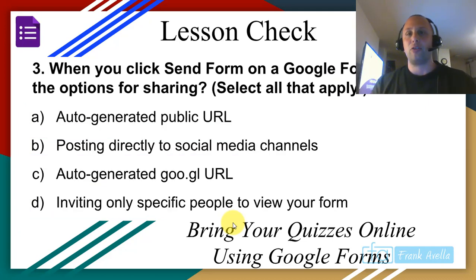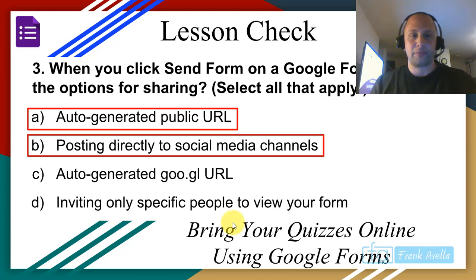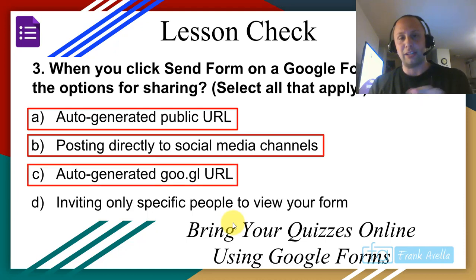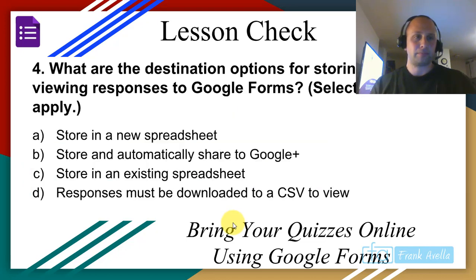When you click Send Form on a Google form, what options are there for sharing? So we know it's the URL. We know you can do social media. We just said the goo.gl URL, that's the shortened version. And if you want, you can only invite specific people.